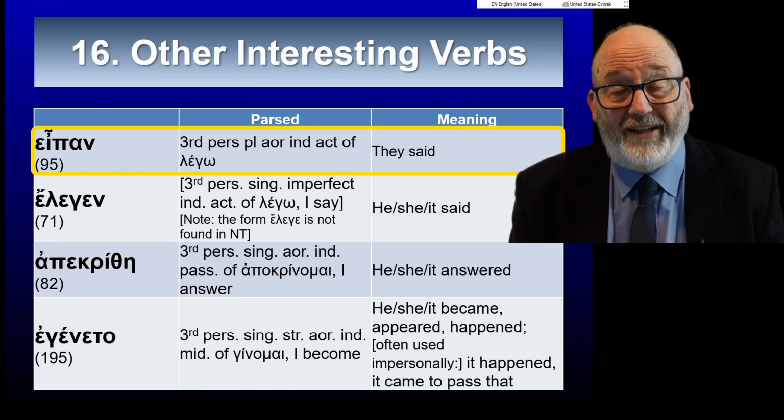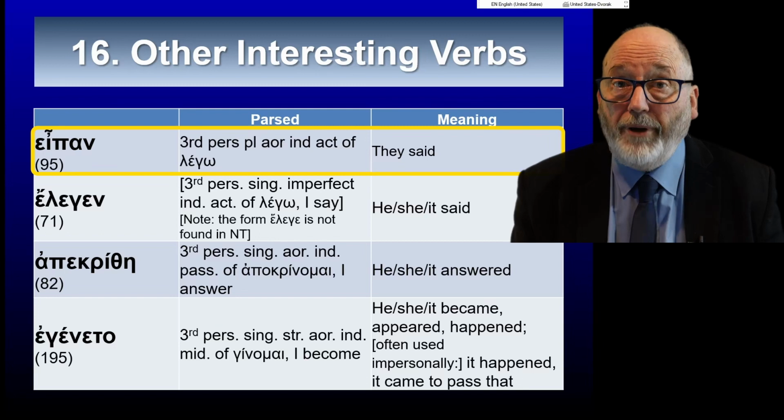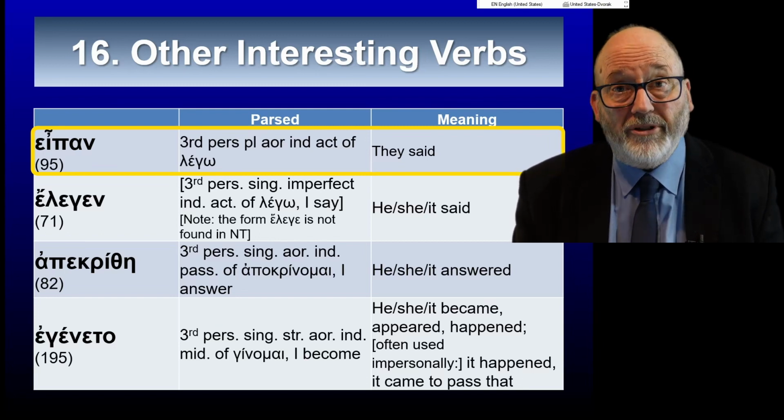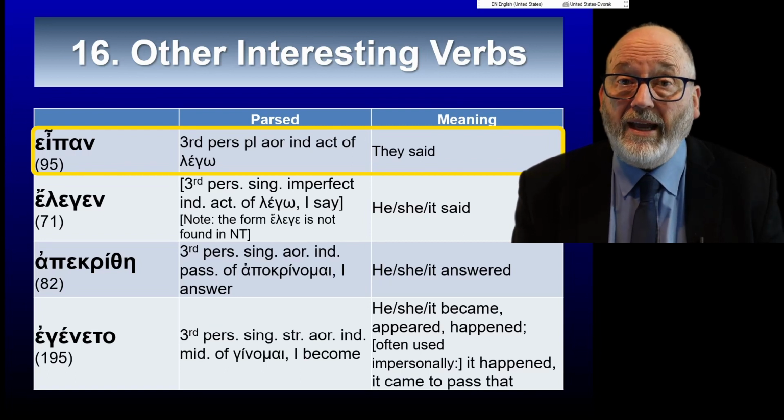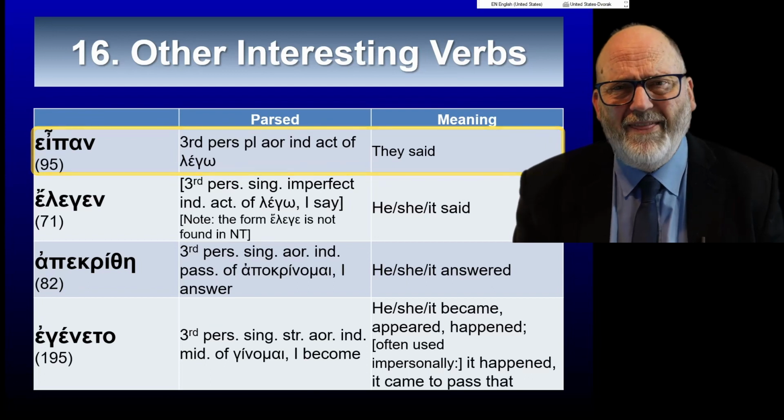εἶπαν has this advantage, though. Unlike εἶπον, it can only be third person plural. εἶπον can be first person singular or third person plural. So εἶπαν is nicely unambiguous, and it just means they said.